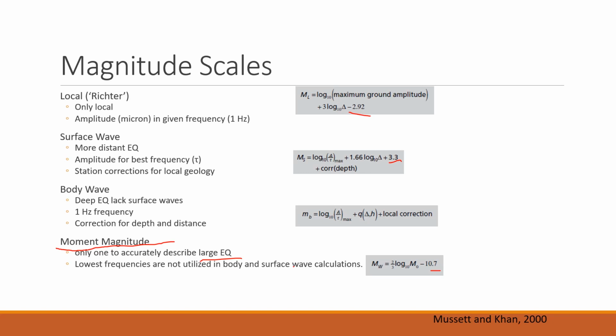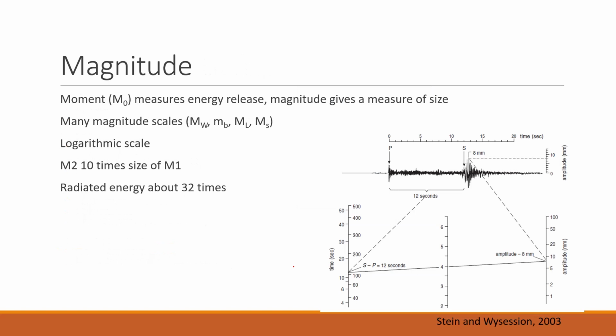Again, you don't need to know these equations. I'm just showing you. So seismic moment measures the energy released. Moment magnitude gives a measure of the size. And again, we have these different magnitude scales that all have an M in them, but they have a different subscript telling you what they're using to calculate the magnitude. They are all logarithmic, meaning that a magnitude 2 is 10 times the size of a magnitude 1. And that's the size of the earthquake. The amount of energy, however, goes up about 32 times with each step in the scale. So the energy goes up much quicker than the ground motion, than the size.